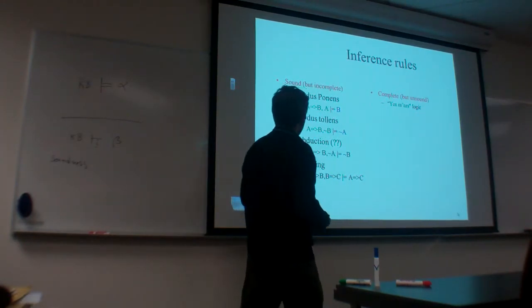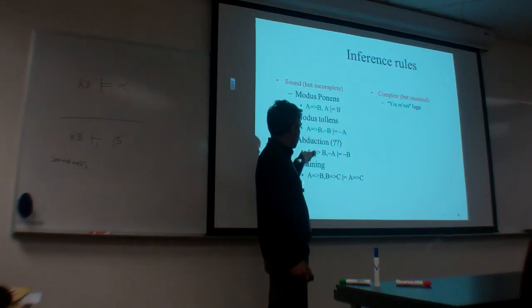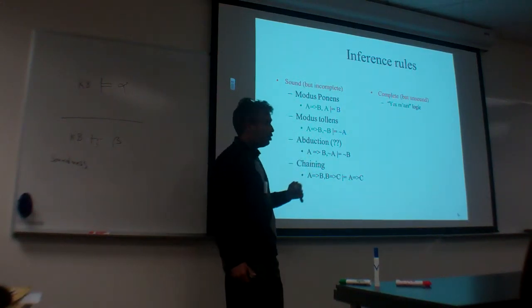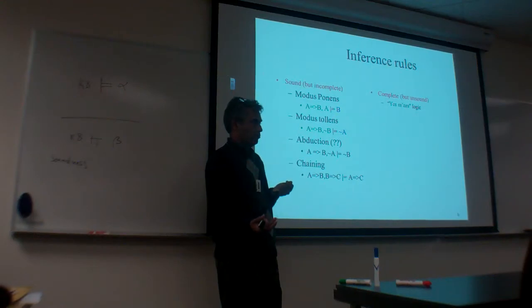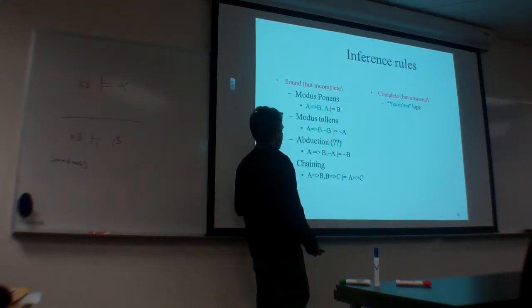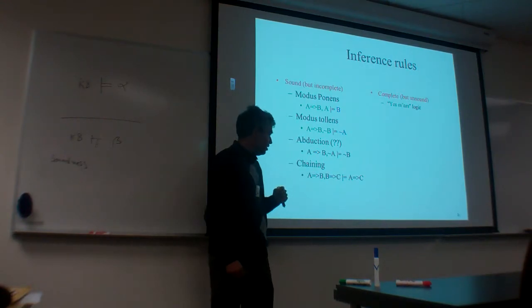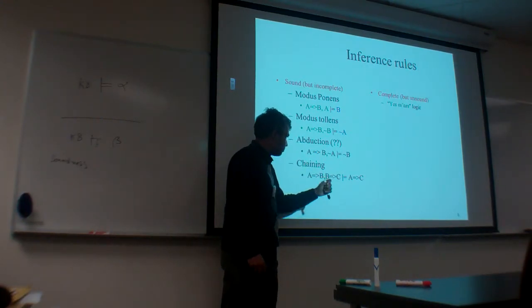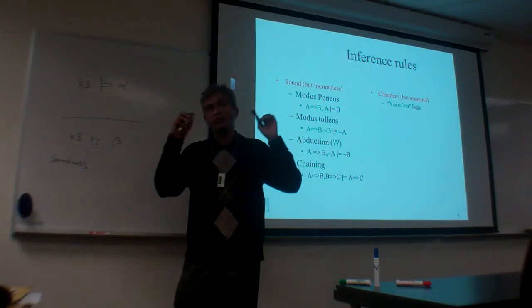Then there is another inference rule called modus tollens, which essentially says if you have A implies B, and you have not B, you can go ahead and write not A. And then you can also have a rule like chaining, which says if you have A implies B and B implies C, then you can go ahead and write A implies C. That'll be true.